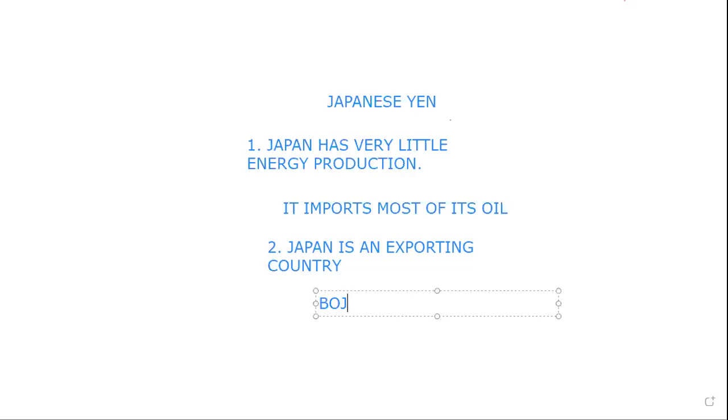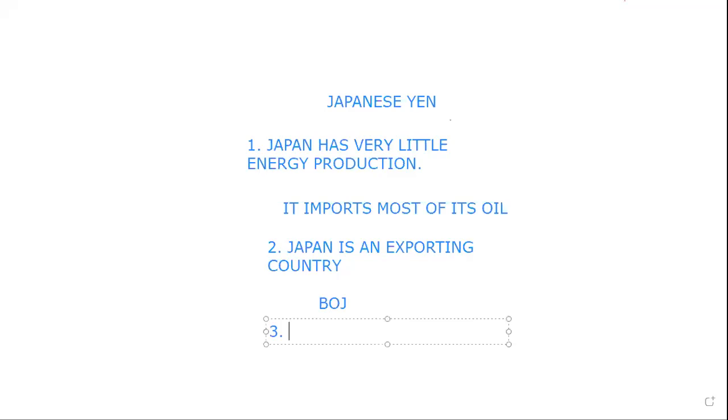And then we are saying again that Japan has little energy production, so they import most of their oil. Now, what does that mean? It means that the Japanese yen has a negative correlation with oil. Do you understand that? So if oil prices rise, the Japanese yen also what? Drops. If oil prices drop, the Japanese yen increases. Now, let's look at number 3.